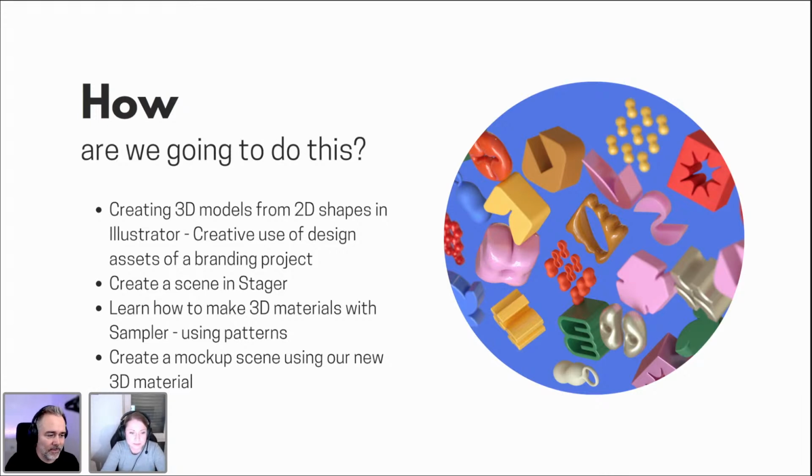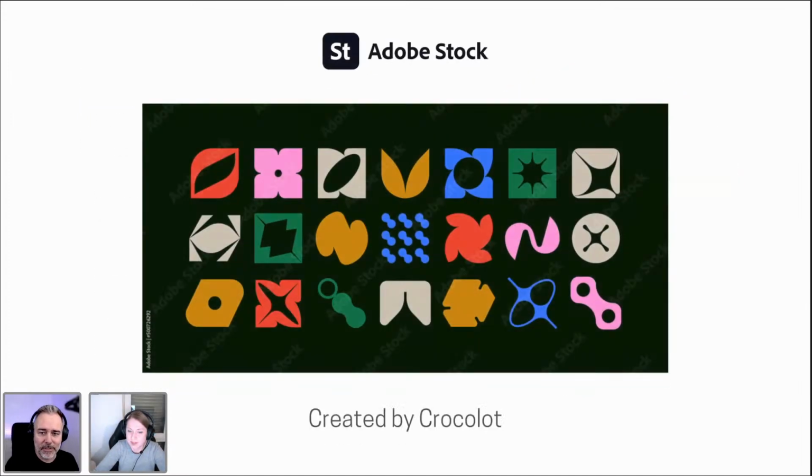And after that, we are going to jump into something very interesting, which is how you can use the same branding project to create your 3D materials that you can use in Stager on different 3D models and create your own mockups. The last part is that we are going to create a mockup scene using a new material. So that is the plan. It sounds exciting, so let's go for it.